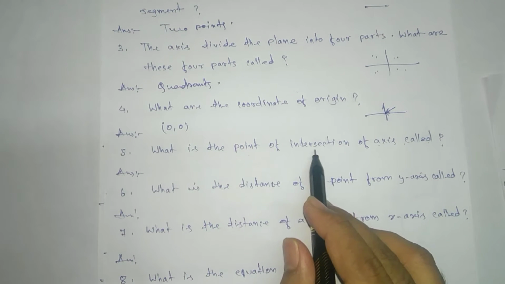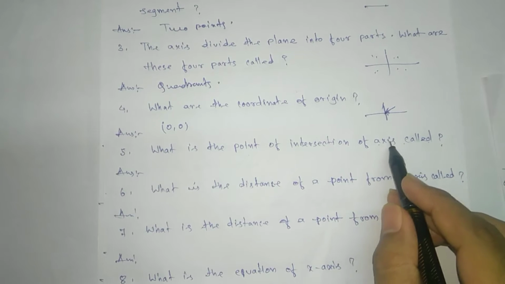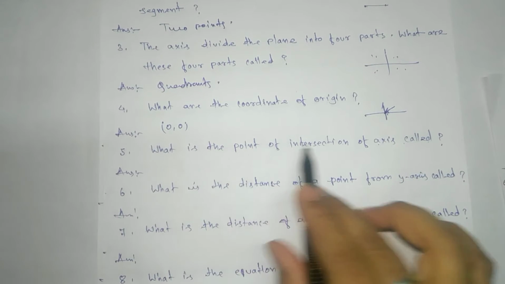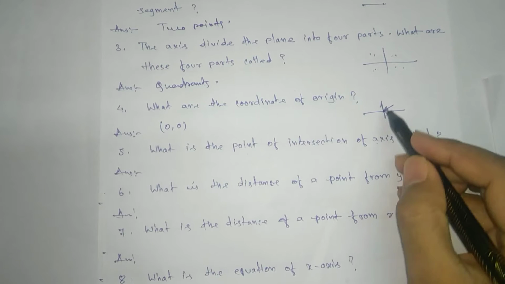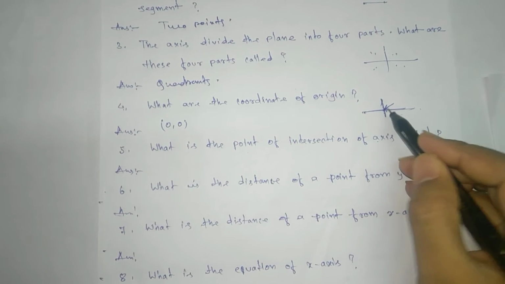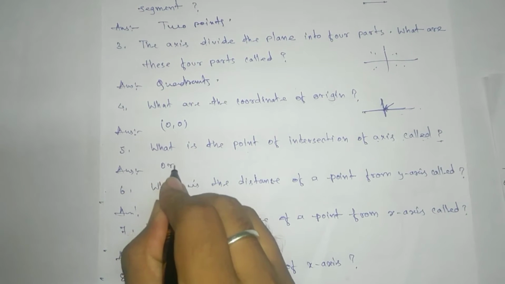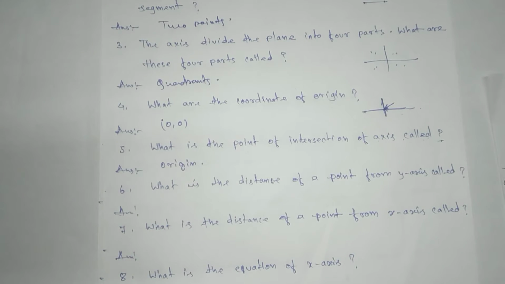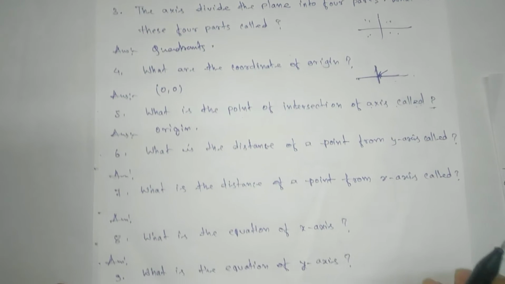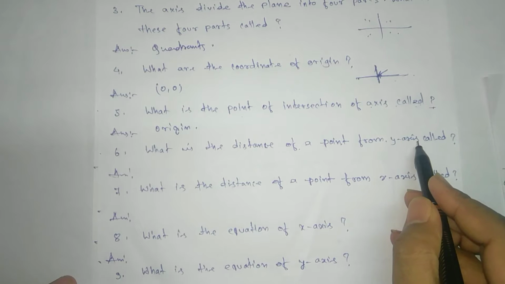What is the point of intersection of the axes called? So these are the axes and the intersection will give you the origin. The name is origin.